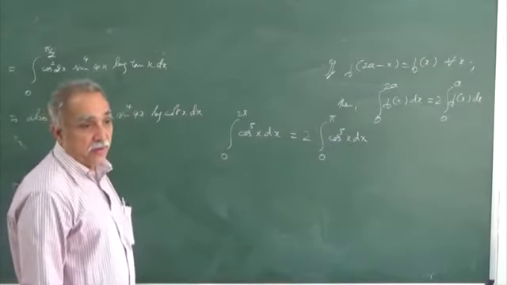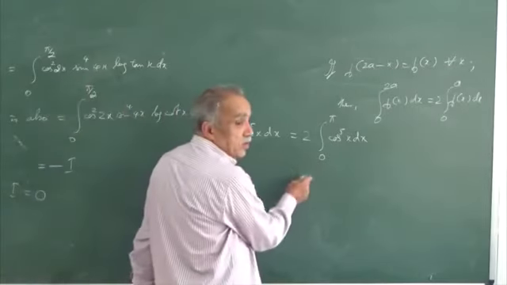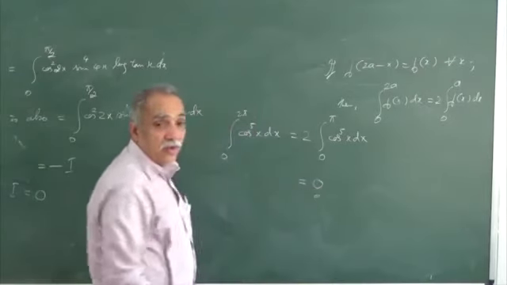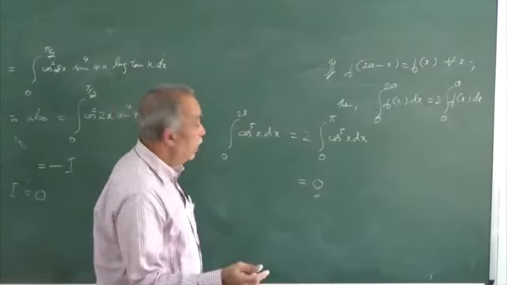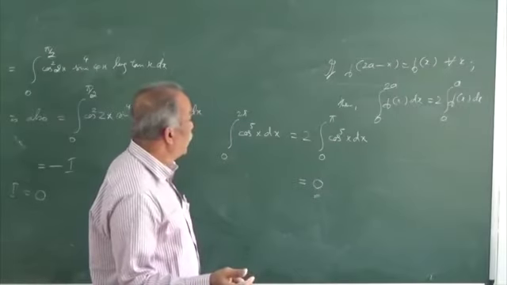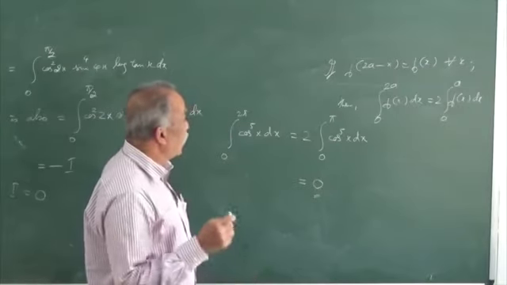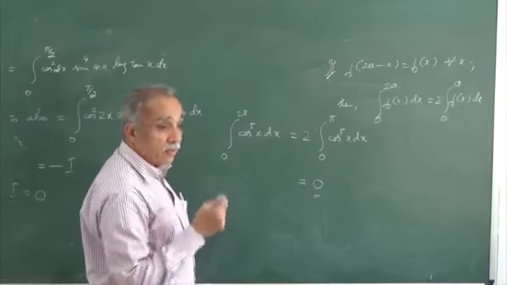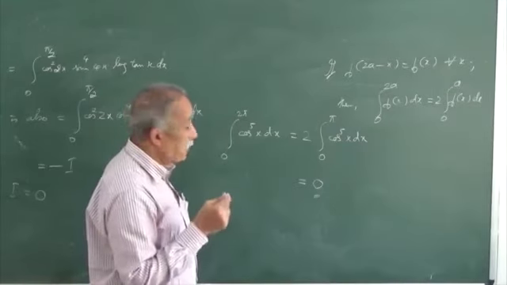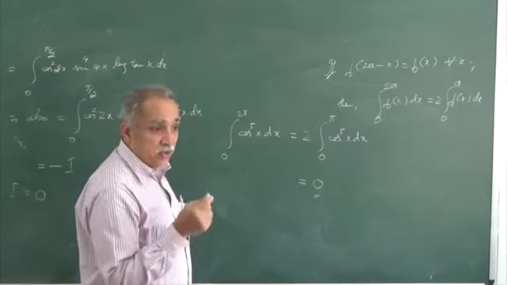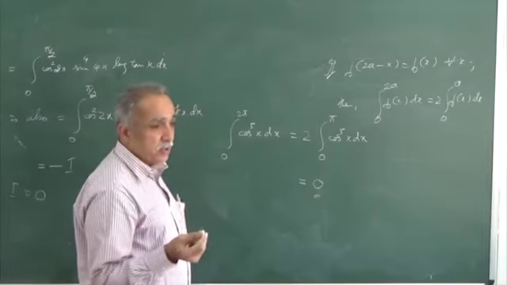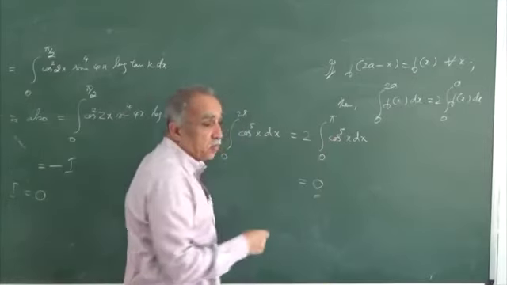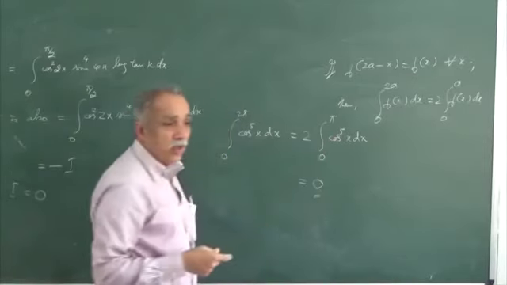Agreed. It's a very simple integral whose value is 0. How? f of x is cos power 5x. What will be f of 2a minus x? f of 2 pi minus x is cos power 5 of 2 pi minus x. Is it not exactly cos power 5x? Yes, the property applies. We will be able to write it as twice the integral from 0 to pi of cos power 5x, and the value is 0. How?